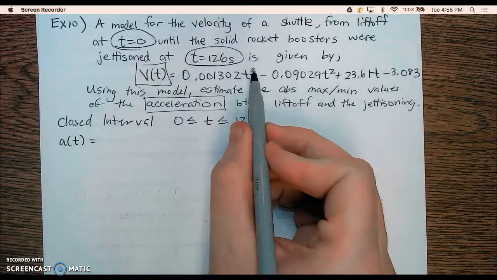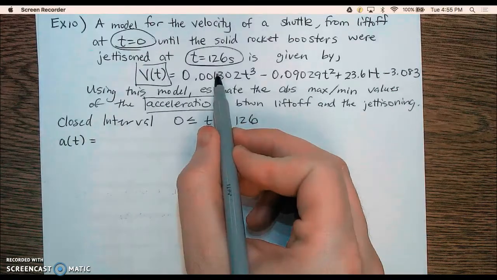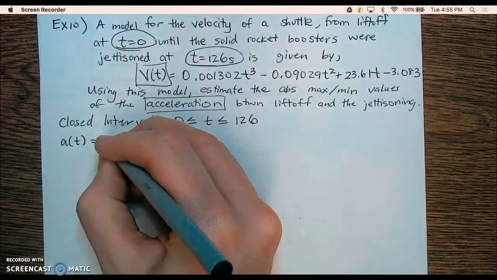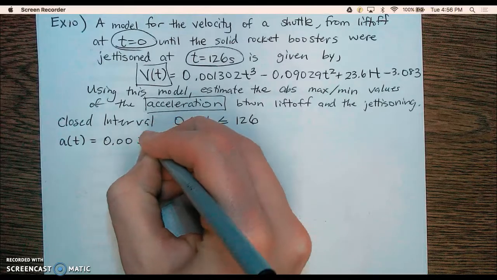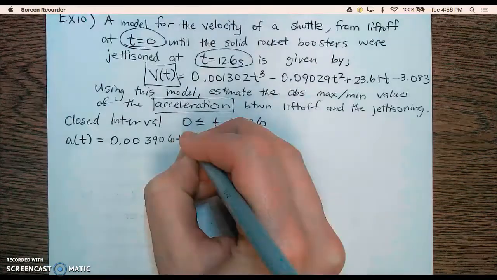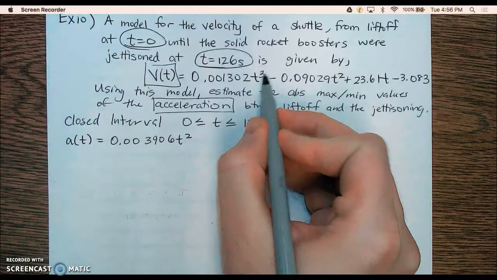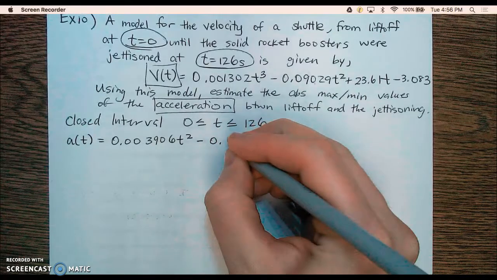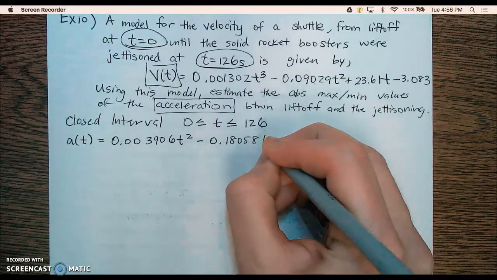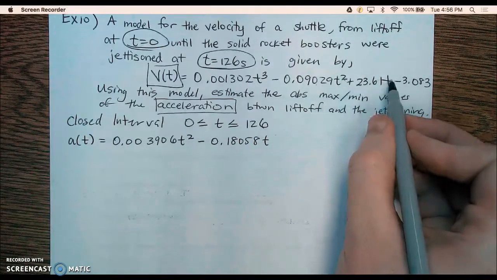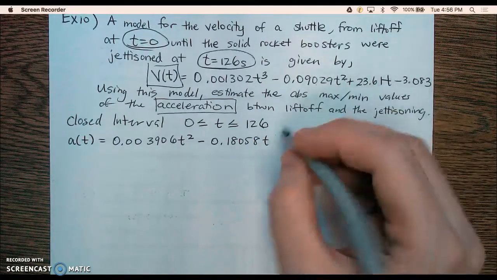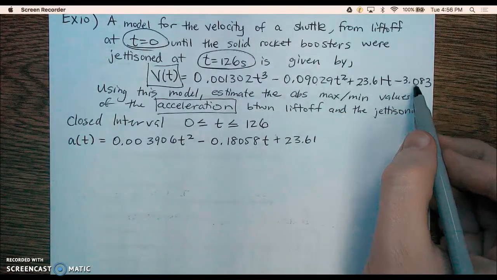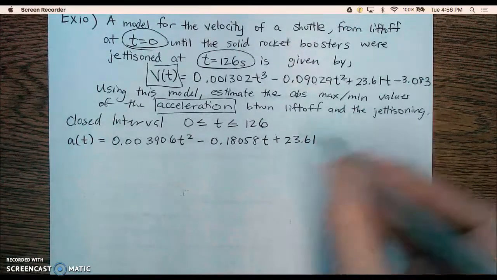And so if I do 3 times the number in front, I get 0.003906 t squared. Take 1 away from the 3. If you multiply it by the 2 in front, you get negative 0.18058 t to the first, because you take 1 away. Then the derivative of the 23.61 t is 23.61, and the derivative of the negative 3.083 is 0. So that is my acceleration.